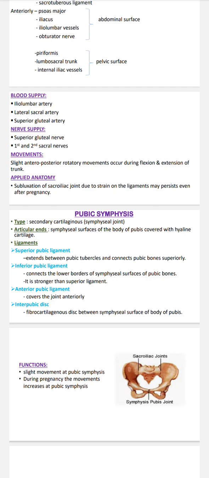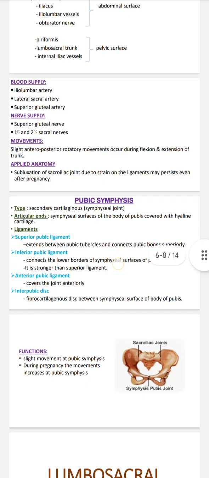The superior pubic ligament extends between the pubic tubercles and connects the pubic bones superiorly. The inferior pubic ligament connects the lower borders of the symphysial surfaces of the pubic bones, and is stronger than the superior ligament. The next one is the anterior pubic ligament, which covers the joint anteriorly. The interpubic disc is a fibrocartilaginous disc between the symphysial surfaces of the bodies of the pubis.